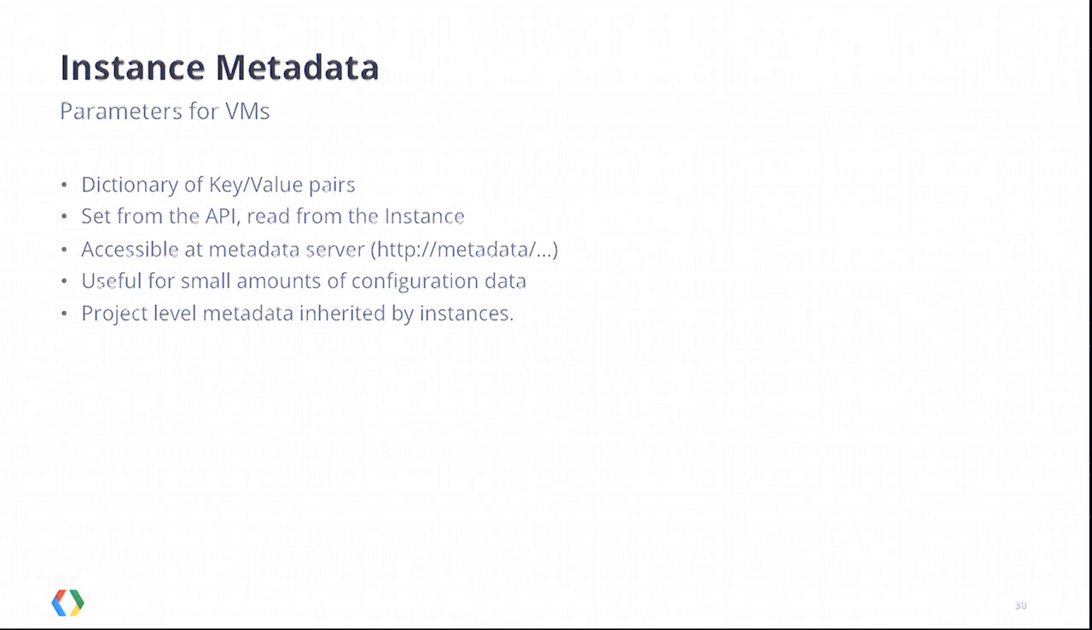And so this metadata is accessible from within the virtual machine at a special server called metadata. That's very creative. And this server is a private HTTP server just for that virtual machine. Nobody else sees that metadata except for that particular virtual machine. And this is great for configuration data. We also have support for project-wide metadata. And so you can set a key value pair that will then get inherited into all of these instances. This is the mechanism that we use to push your SSH keys into the virtual machine at boot up time. So there's nothing magical going on there. Our default image knows how to read a special metadata value called SSH keys and then goes through and installs those into the virtual machine.